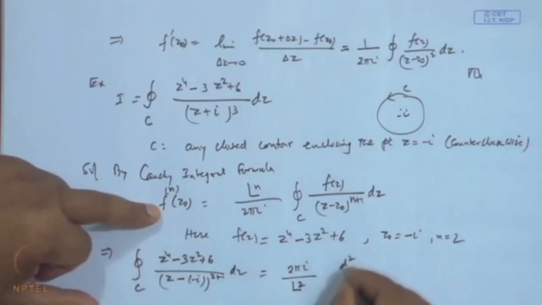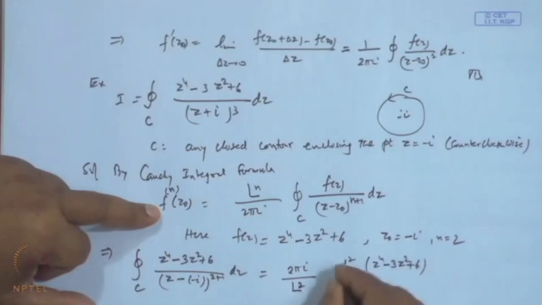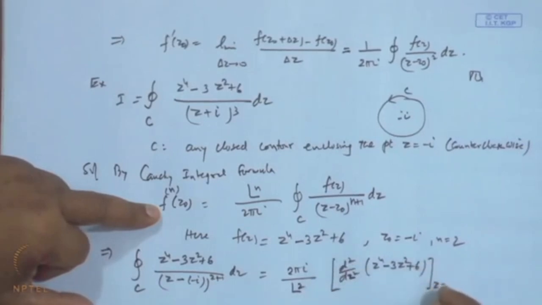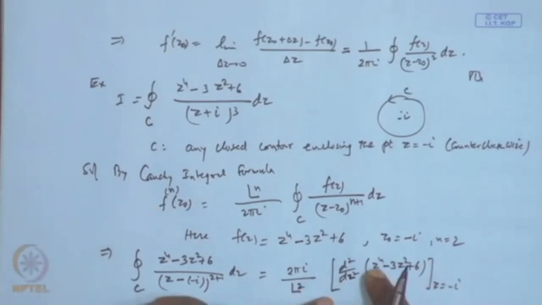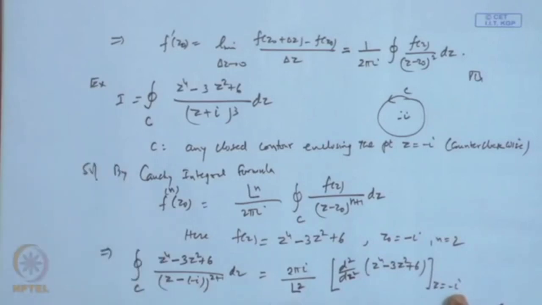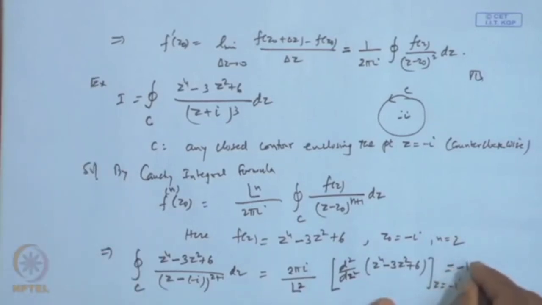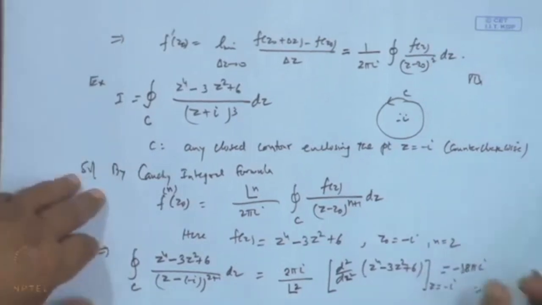So the second derivative of the function z⁴ − 3z² + 6, evaluated at z equal to −i, becomes 12z² − 6 at z equal to −i, and when you go for this, the value comes out to be −18πi. So that is the answer. This way shows the value.